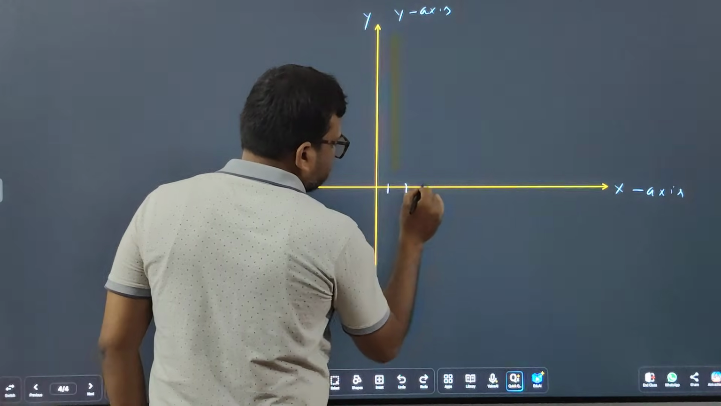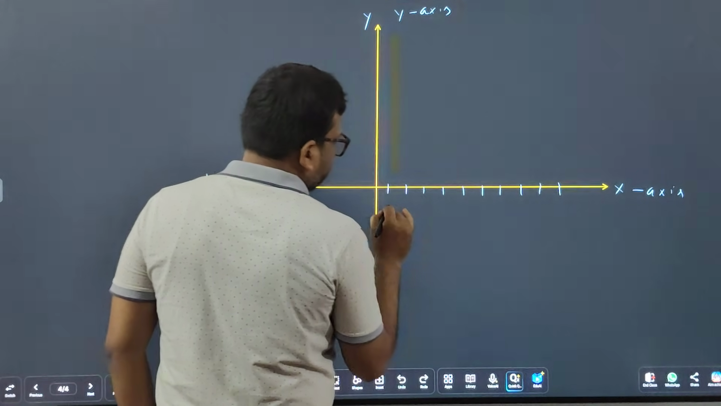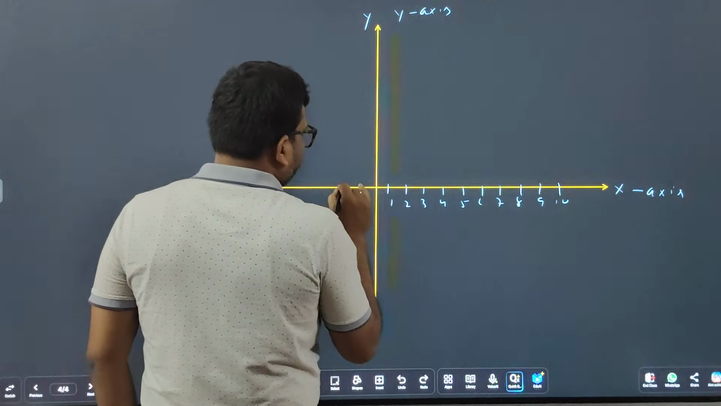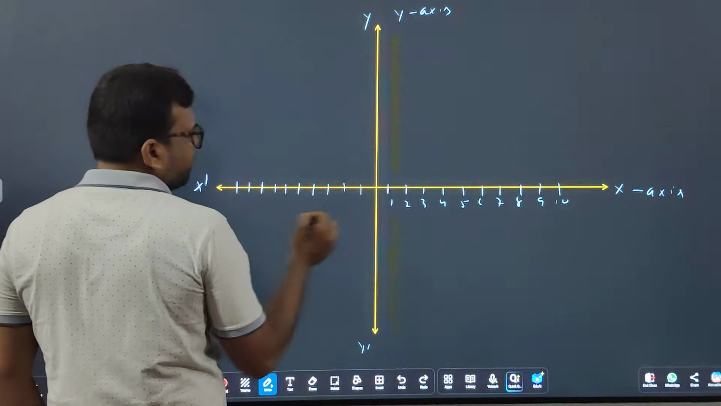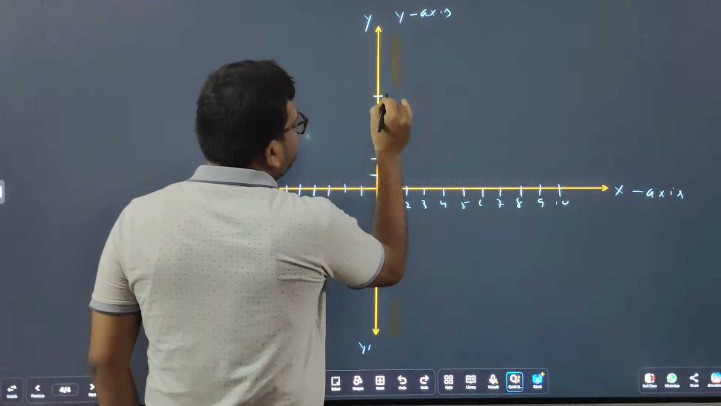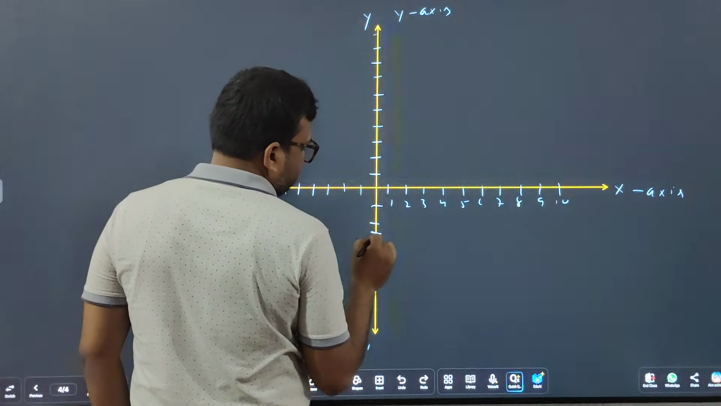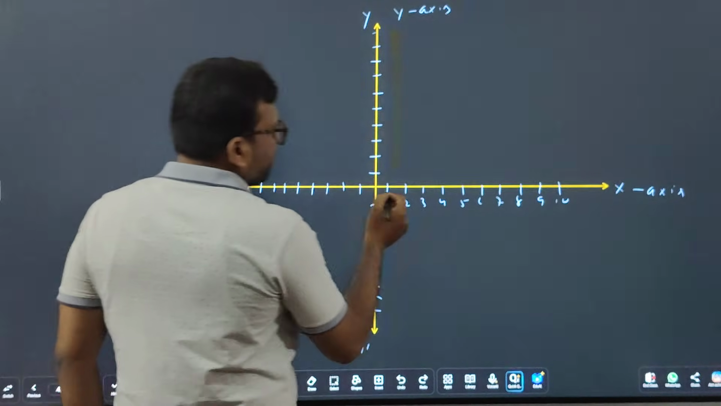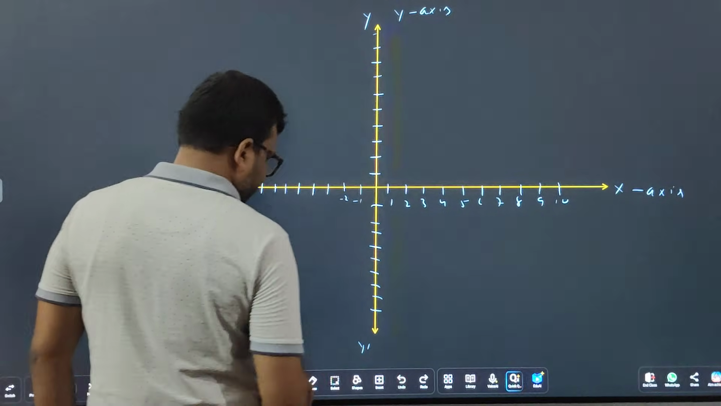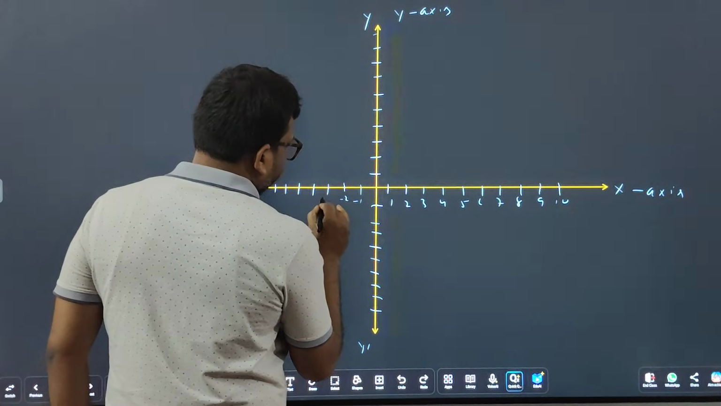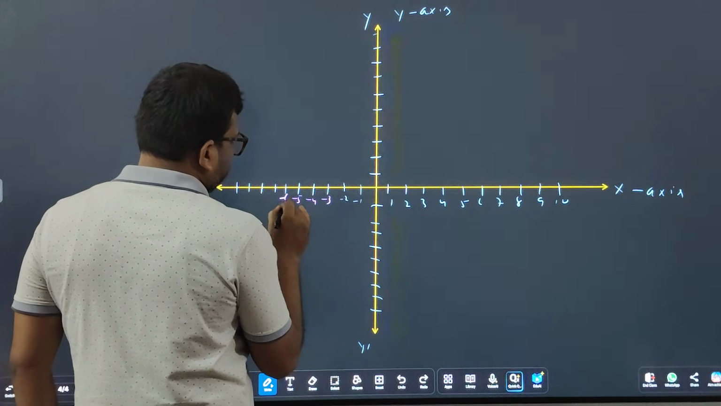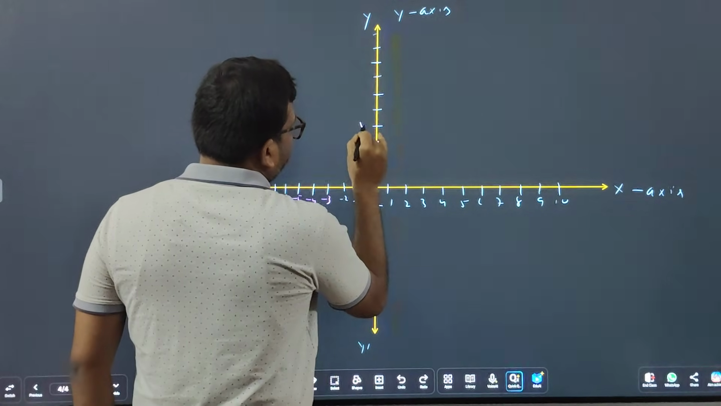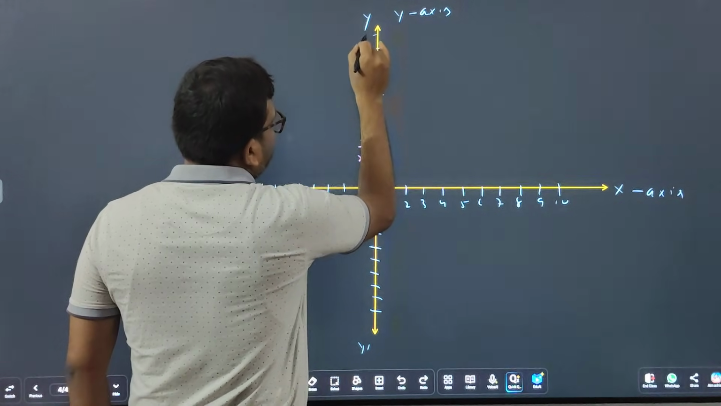And so on: 1, 2, 3, 4, 5, 6, 7, 8, 9, 10, and so on, along each axis, which is equally divided in unit distance. Then -1, -2, -3, -4, -5, -6, -7, -8, -9, -10.